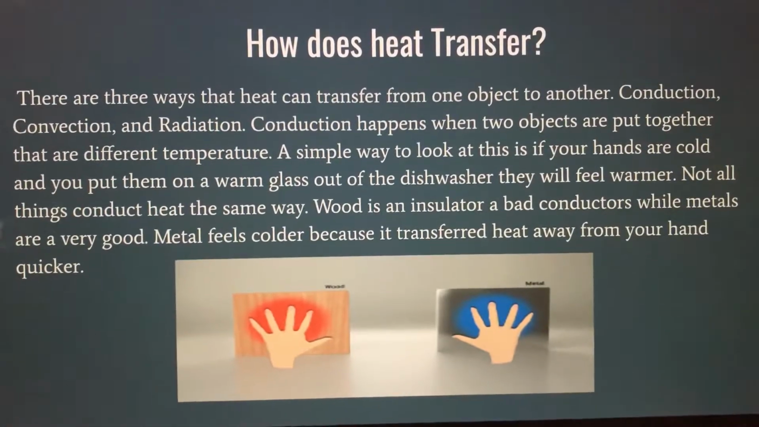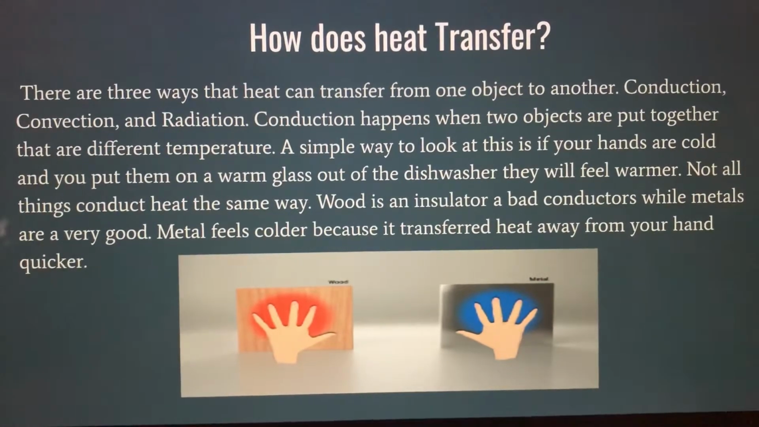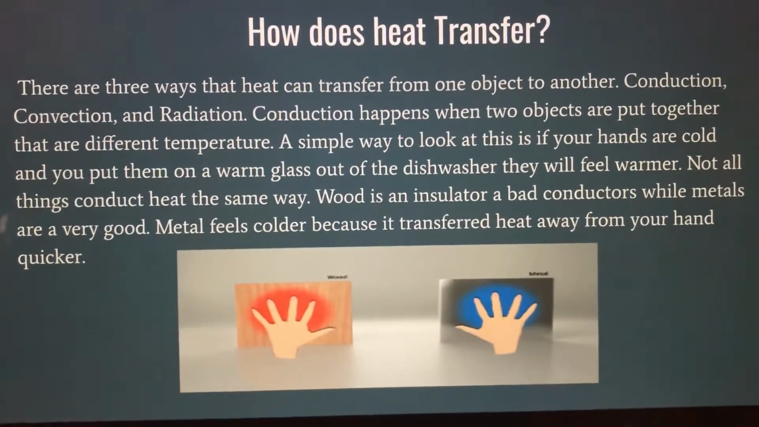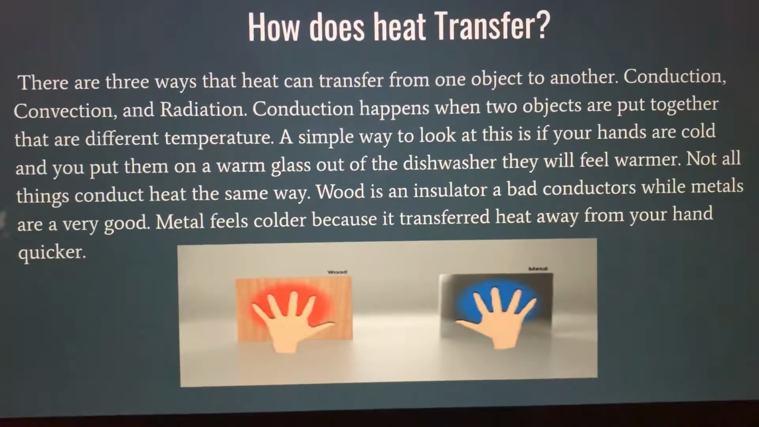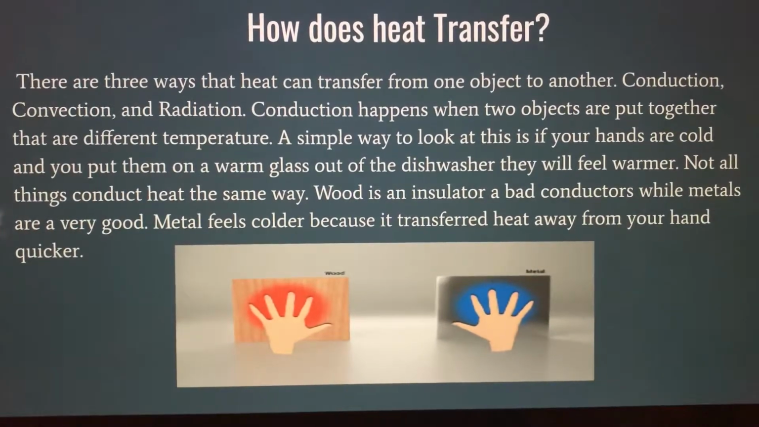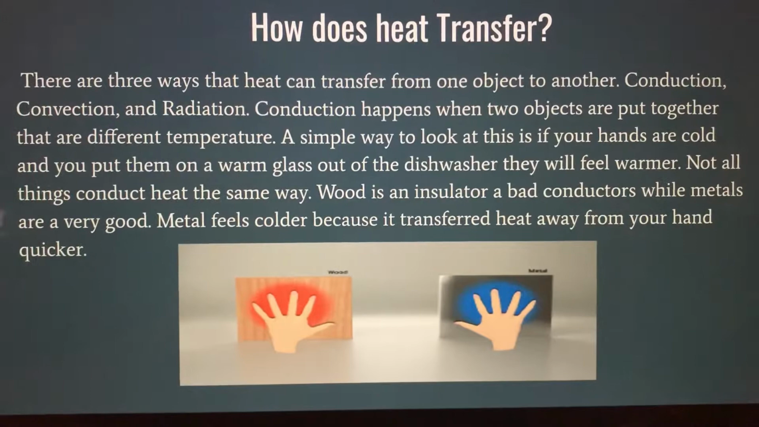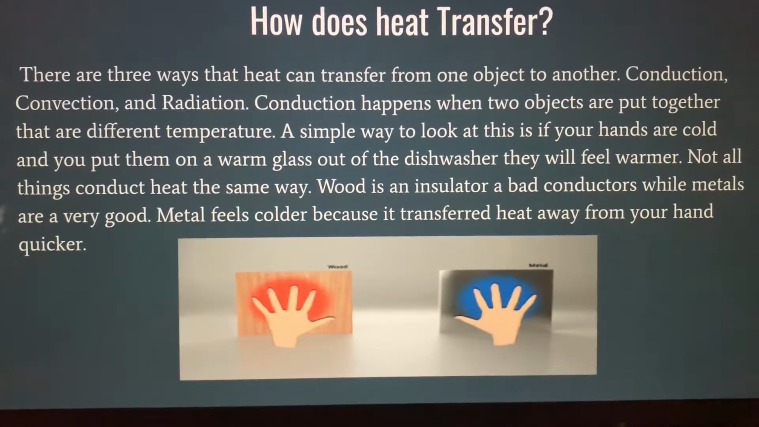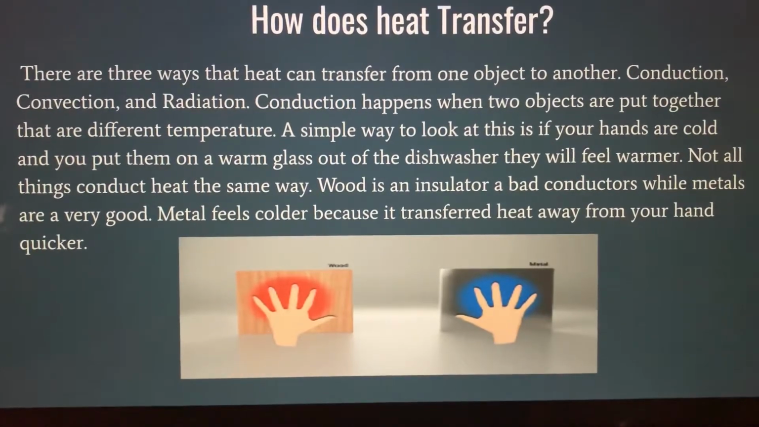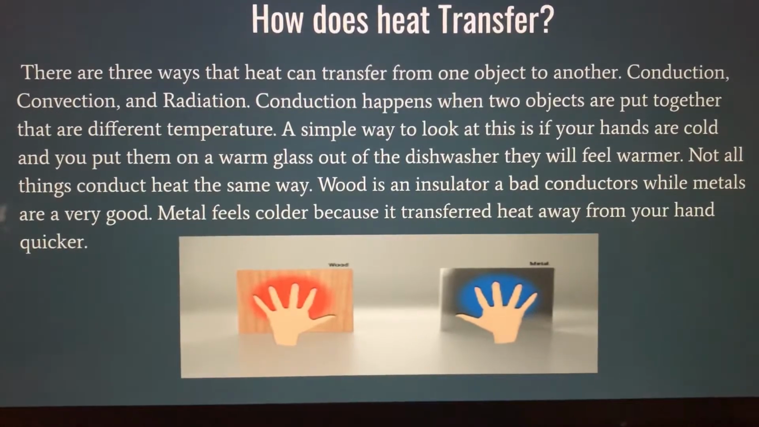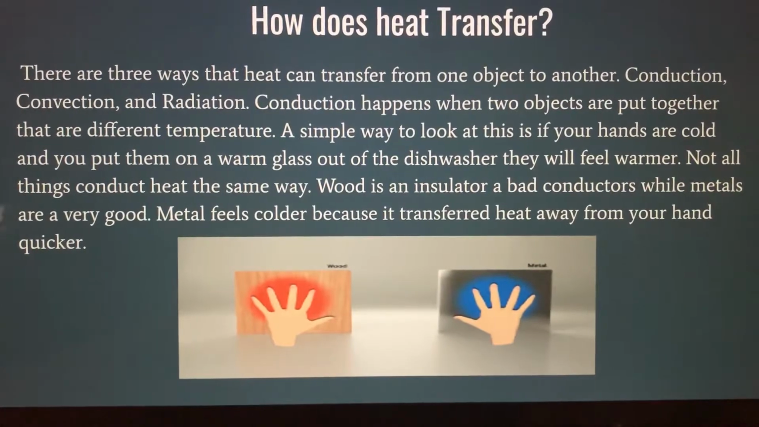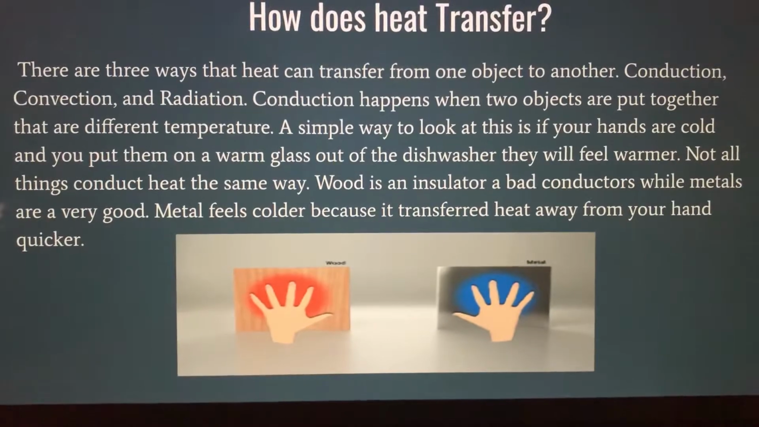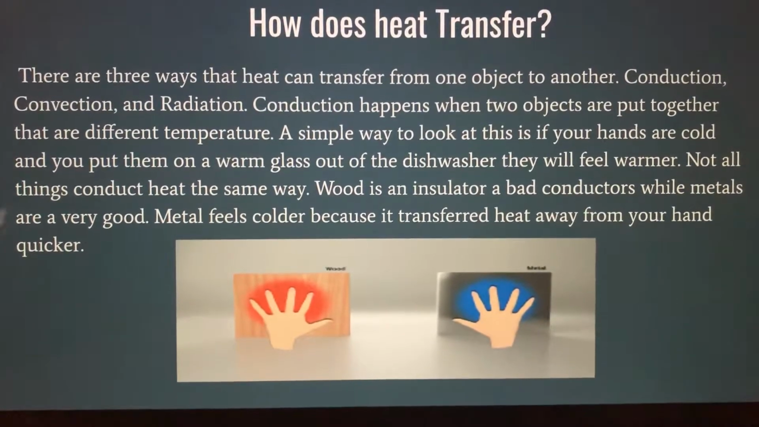How does heat transfer? There are three ways that heat can transfer from one object to another: conduction, convection, and radiation. Conduction happens when two objects are put together at different temperatures, kind of like a pot on the stove. A simple example is putting your hands on the warm glass of a dishwasher, and your hand feels warmer instantly because of conduction.